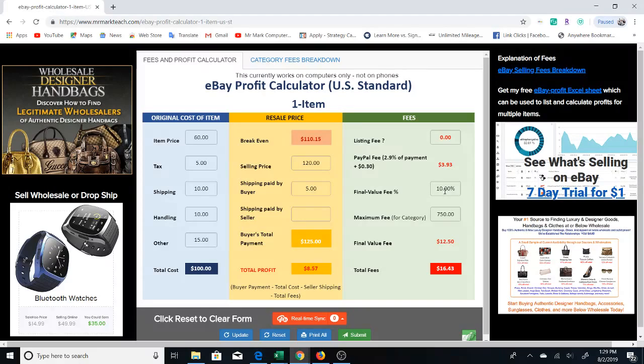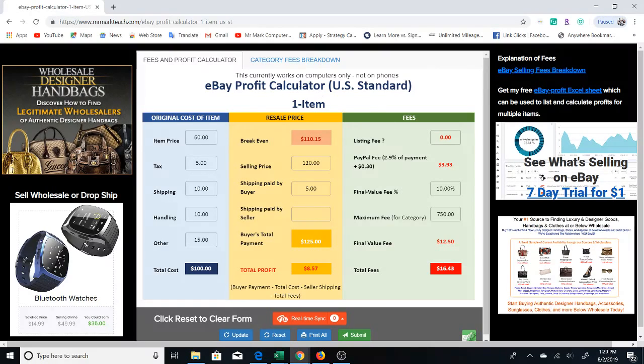The final value fee by default is normally 10%, and the maximum, meaning the most you may be charged for the final value fee in most categories, is $750. So eBay charges 10% of the sale with up to $750 as a maximum in the standard category. Your final value fee is calculated as 10% of the buyer's total payment, which is $12.50. And from there, the total fees are calculated by adding these three fees together, and the total fees are $16.43.